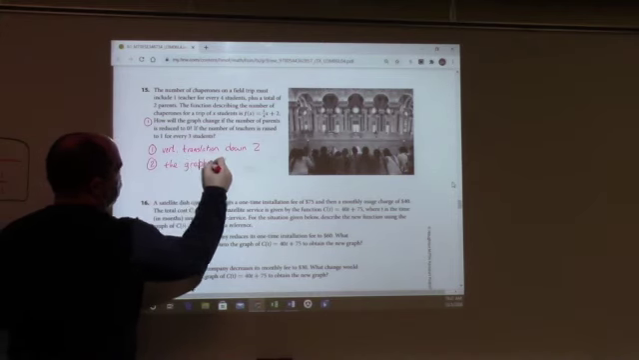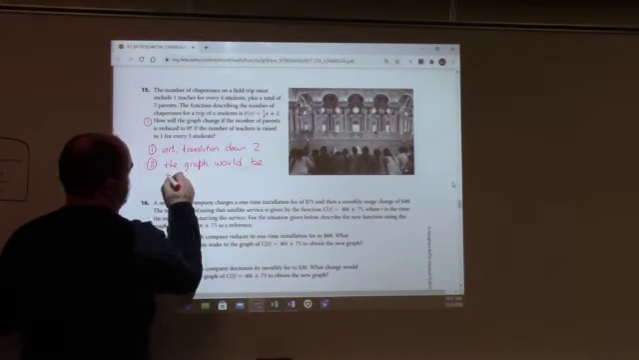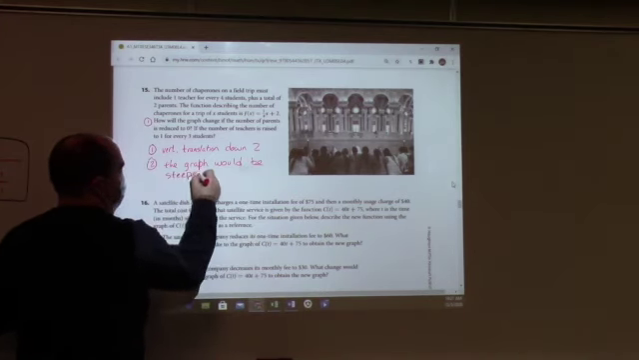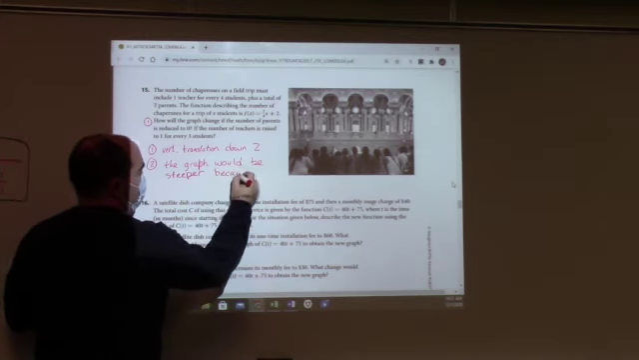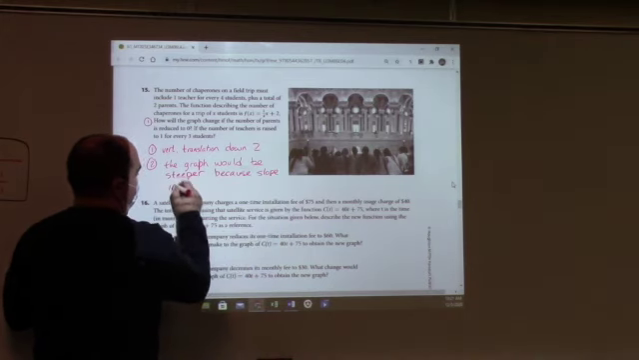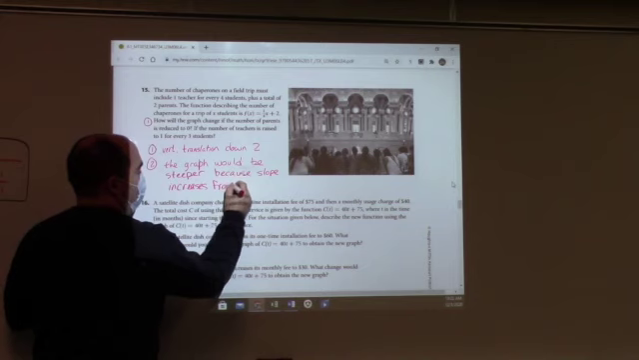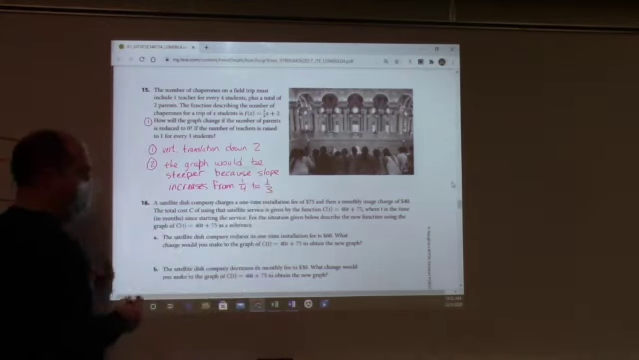The graph would be steeper because slope increases from 1/4 to 1/3.